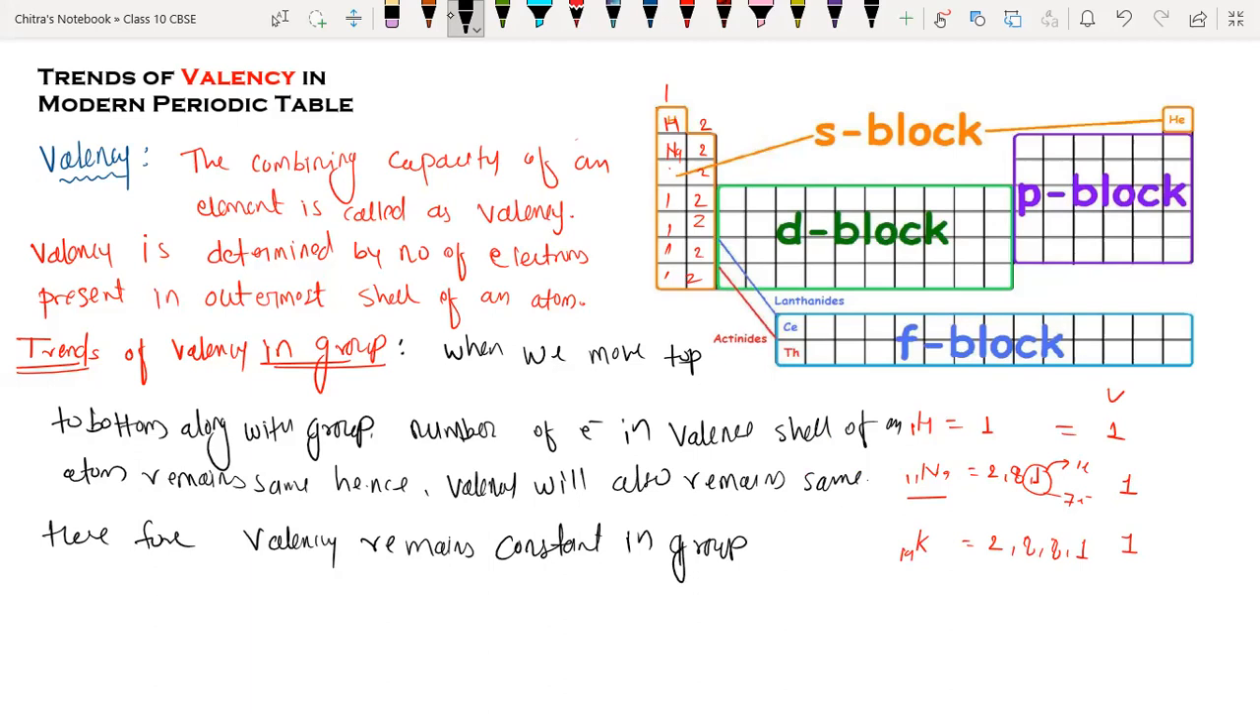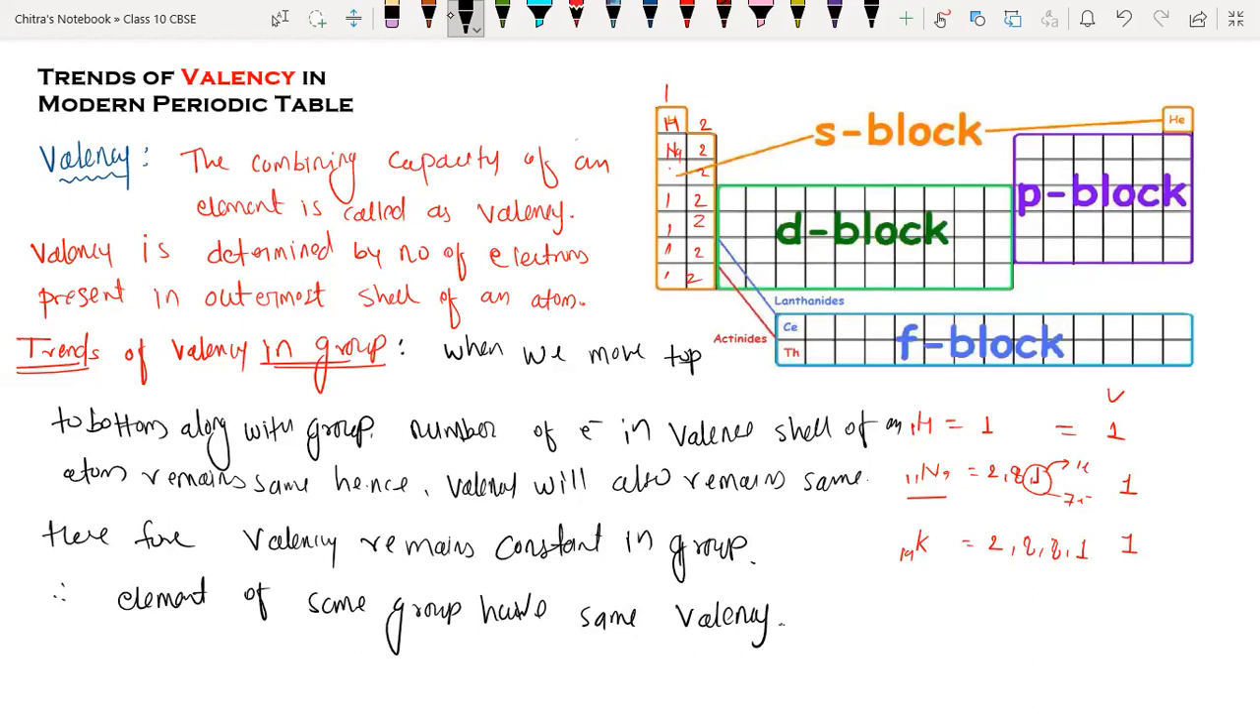Okay, understood everyone? It means elements of the same group have the same valency. Therefore elements of the same group have the same valency. Okay, so this is the trend for valency in groups. Understood, everyone? Yes, sir. Okay.